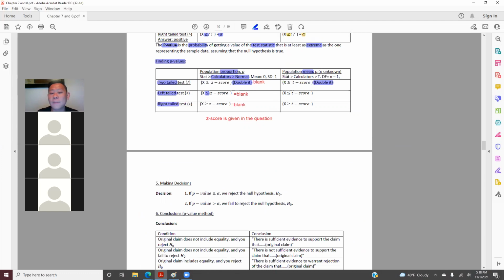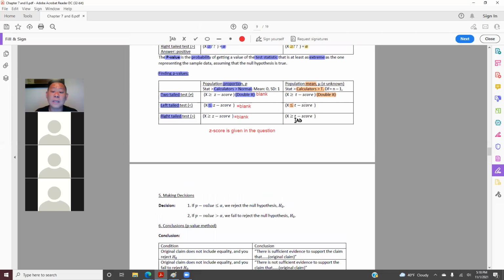This is for proportion. For mean, we will use the T calculator. Again, we leave all this blank on this side, and we also double this if it's a two-tailed test. If it's a left-tailed test, we use less than. And as usual, the T-score will be given in the question.